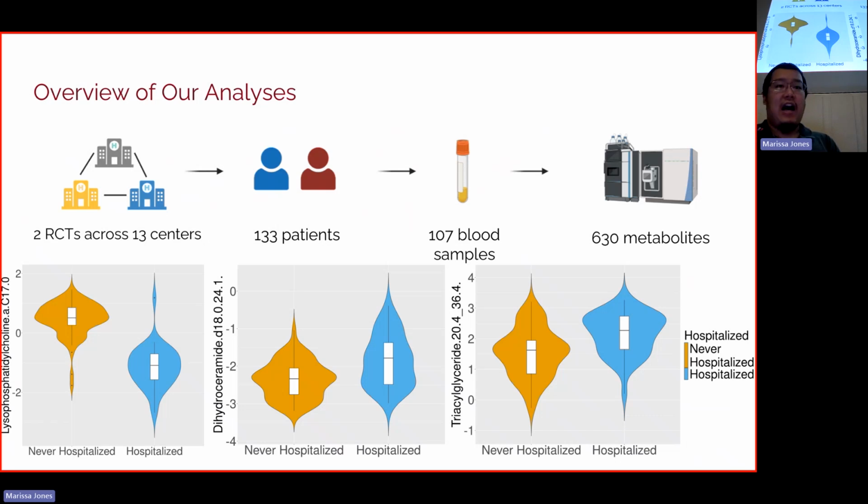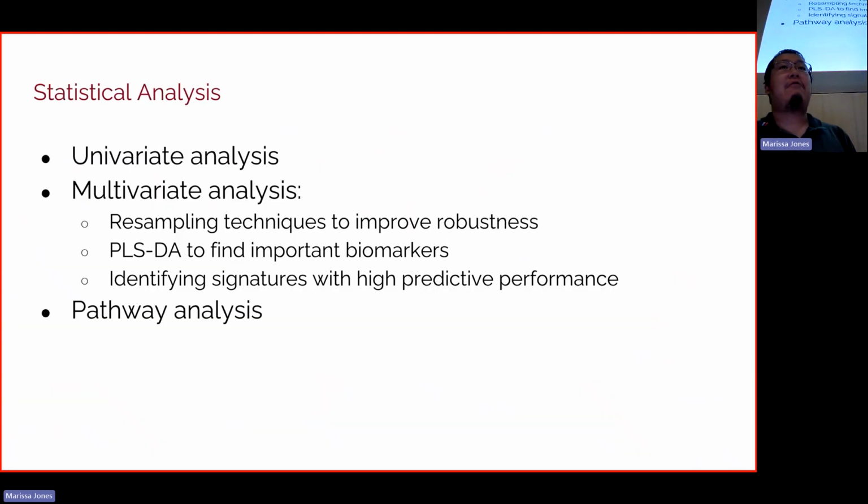In the end, we were able to find three metabolite signatures. The three metabolites are shown here. One of them is from the lysoPC family, one of them is from the dihydroceramide family, and the other one is from the triglyceride family.